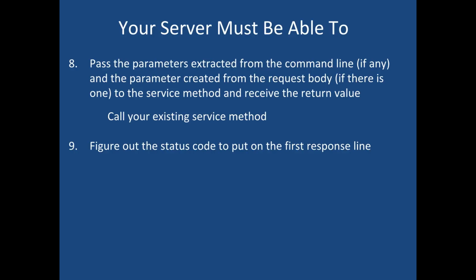All right, now, once you've got the answer from the service method, you've got to send a response back. So the first line, what you put on the first line, is a status code. How will you know what status code to put on the first line of your response? When do you put a 200? When do you put a 204? When do you put something else?